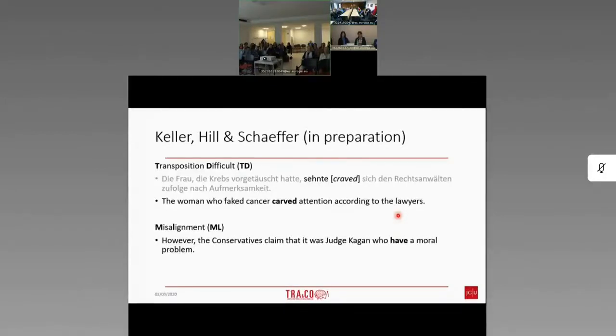And then a difficult transposition where we have craved instead of carved. That's it. Carved instead of craved. So the difficult transposition actually produces a legal word, whereas the easy transposition doesn't. And then misalignment, we have have instead of has.